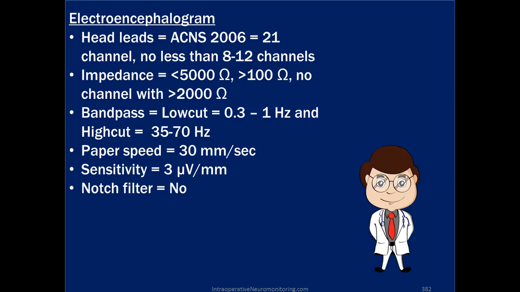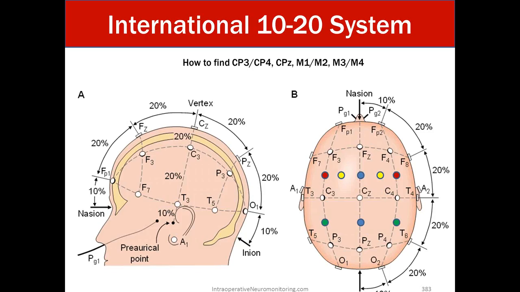Paper speed of 30 millimeters per second is the typical speed that most people are used to looking at. Sometimes I switch back and forth. I'll sometimes go 1 second per division, and then that gives me a better clue as to what frequency the waveforms are in, because I can just count the turns. And then I'll go back to 30 millimeters per second, because that's just what myself and most oversight physicians are used to looking at when they're looking for changes in EEG pattern. Sensitivity is 3 microvolts per millimeter, and no notch filter.